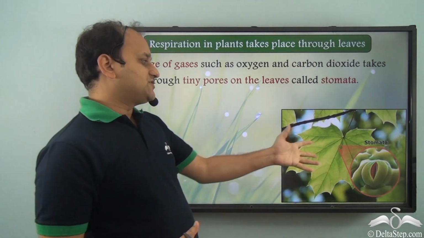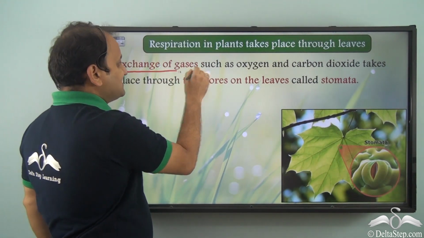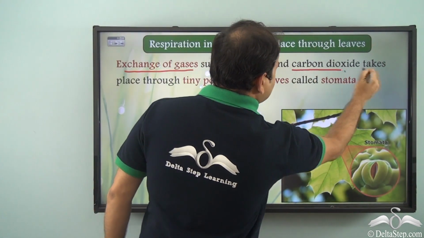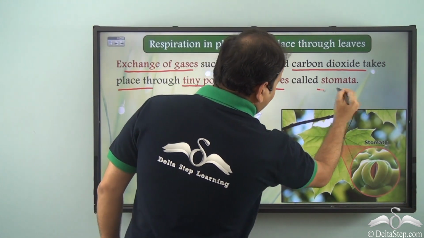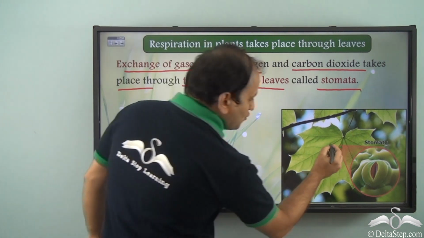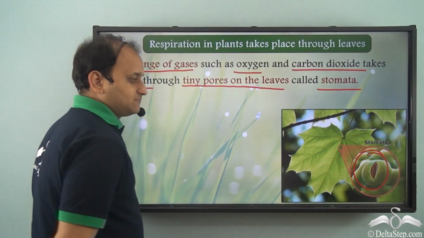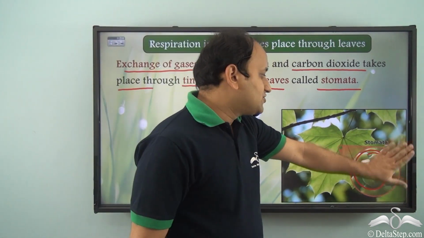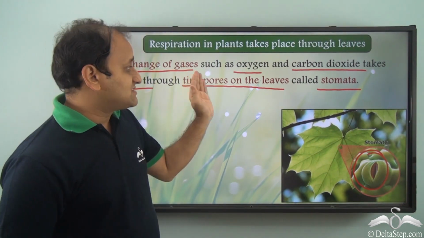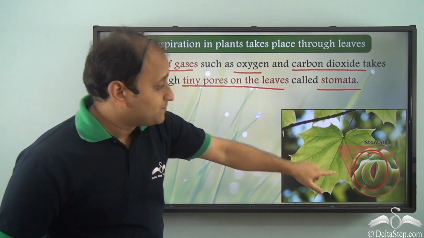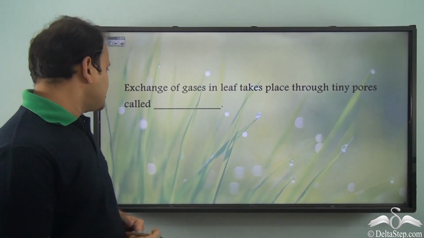Now another important function of leaf is respiration. So exchange of gases such as oxygen and carbon dioxide takes place through tiny pores on the leaves called stomata. So if you zoom in, you will see there are tiny pores like this. These are called stomata. So these tiny pores are called stomata, and exchange of gases in leaf takes place through stomata.